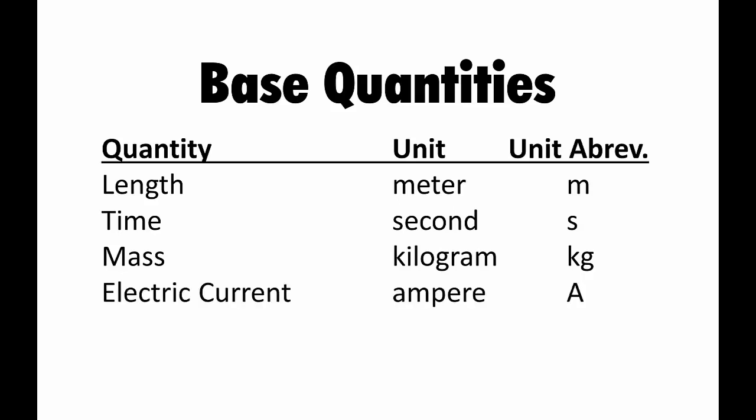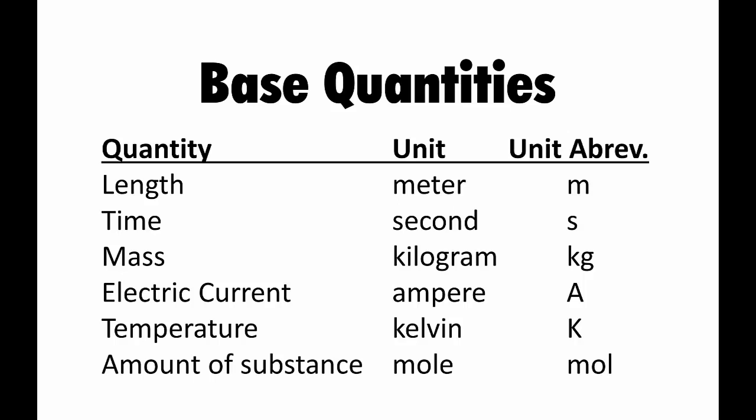The fourth base quantity is electric current. It has a unit ampere, and its unit abbreviation is the uppercase letter A. It's uppercase because it is named after a French mathematician, André-Marie Ampère. The fifth base quantity is temperature. It has a unit of the Kelvin, and its unit abbreviation is the uppercase letter K, named after Lord William Thomson Kelvin.